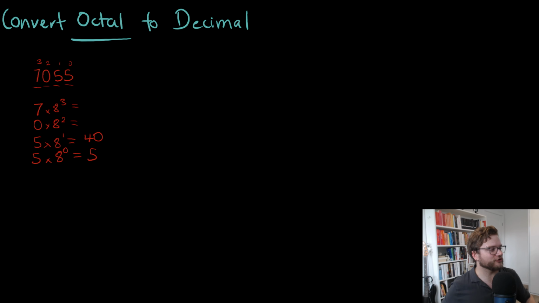We have 0 times 8 to the power of 2. And if you remember, 0 times anything is 0, because you can't have nothing amount of a thing. Now 7 times 8 to the power of 3. Well, let's do that on our calculators now. 7 times 8, which is 56, to the power of 3, which is 3,584.